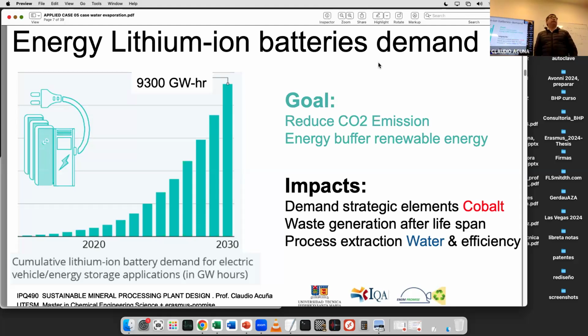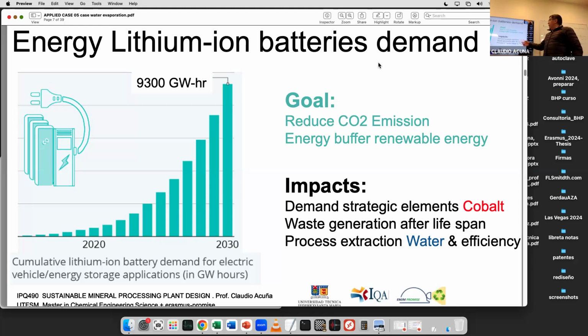The most relevant is cobalt. Cobalt is really relevant. It's extracted mostly from Congo, and most of the companies are Chinese. 80% of the companies are Chinese. So it's an exploitation, in, let's say, inhuman conditions for the people that live there.